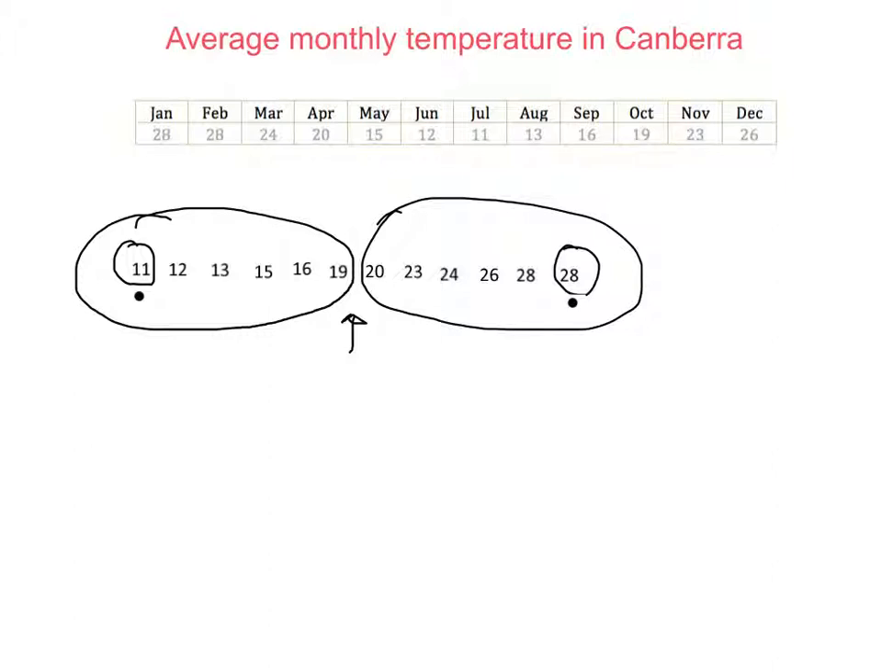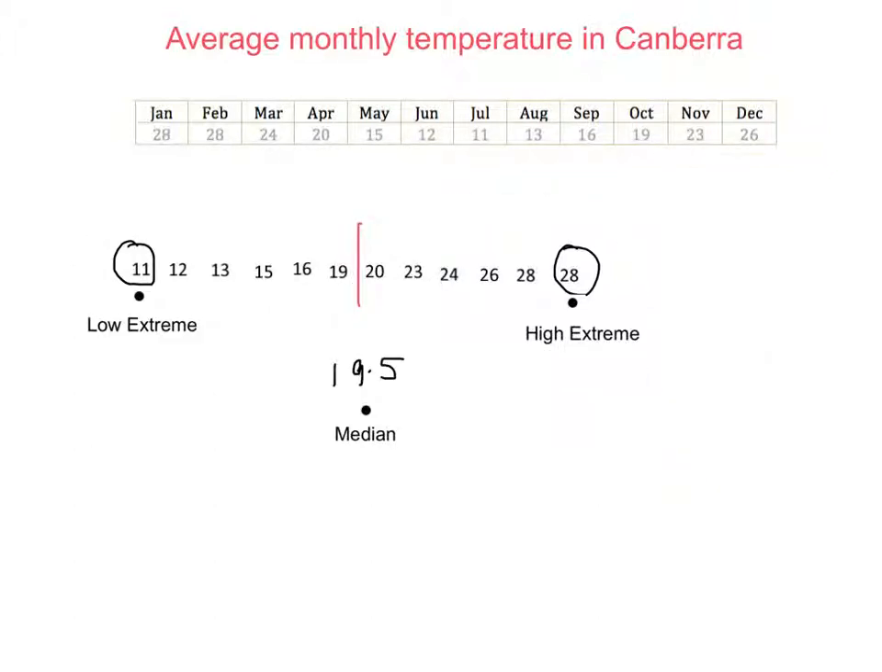So the average of 19 and 20, as we know, is 19.5. It's in the middle, but that's calculated by doing 19 plus 20 and dividing that answer by 2. So if it wasn't so simple, you would have to add those and divide by 2 to calculate the average, and we get 19.5 as the median. So our 11 degrees is our low temperature, our low extreme, and 28 is our high temperature, our high extreme, and our median is 19.5.